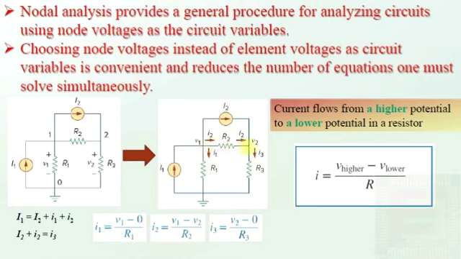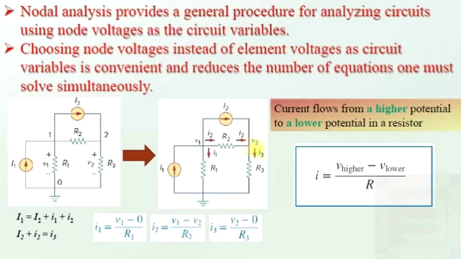Similarly, I2 as shown in this figure. Here you can see that I2 is flowing from node 1 to node 2. So I2 is given by the potential of node 1 minus the potential of node 2 divided by the resistance connected between the 2 nodes. So it is given by V1 minus V2 divided by R2. And please note that V1 and V2 are measured with respect to the reference node. So I2 is given by V1 minus V2 divided by R2.